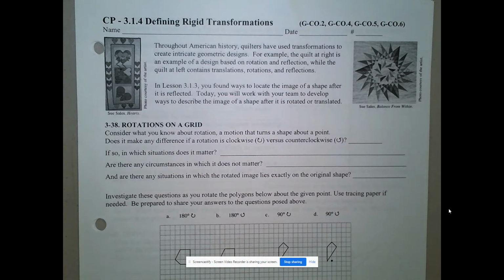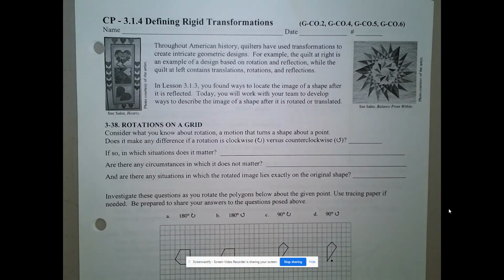Defining rigid transformations. Throughout American history, quilters have used transformations to create intricate geometric designs. For example, the quilt at the right is an example of design based on rotation and reflection, while the quilt at the left contains translations, rotations, and reflections. In Lesson 3.1.3, you found ways to locate the image of a shape after it is reflected. Today, you'll work with your team to develop ways to describe the image of a shape after it's rotated or translated.